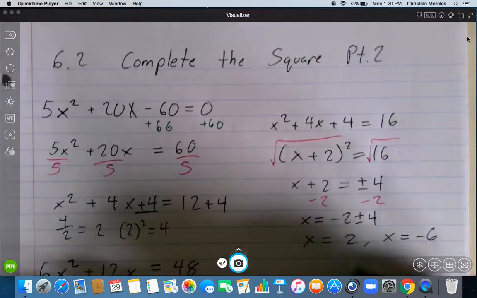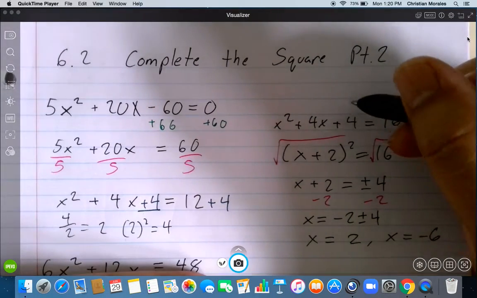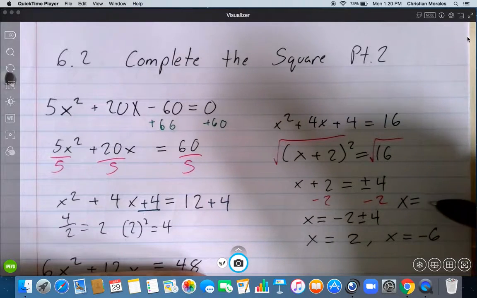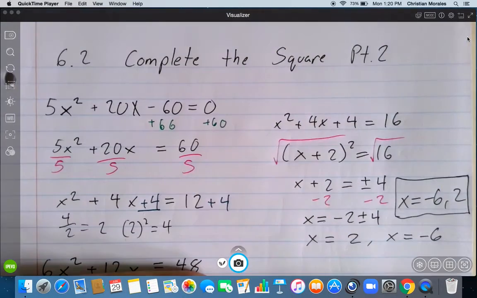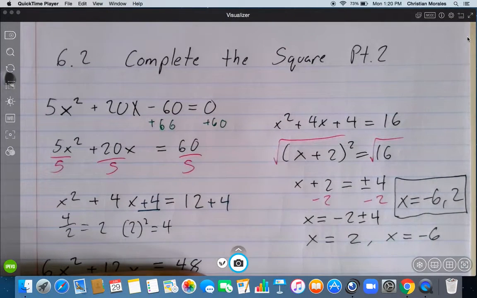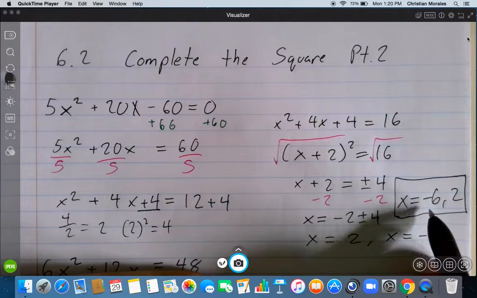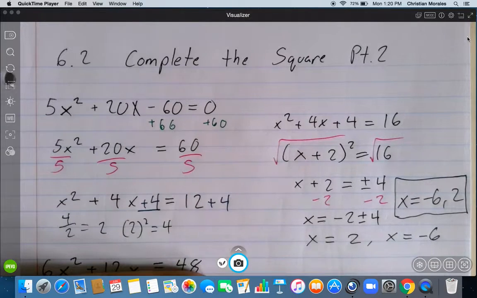Another way to write them, if you choose to, is to write it over here. x equals negative 6 and 2. No parentheses, just both answers. And generally in order, from the smallest number to the bigger number. Negative 6 is smaller. And that's it. That's what you have to do.